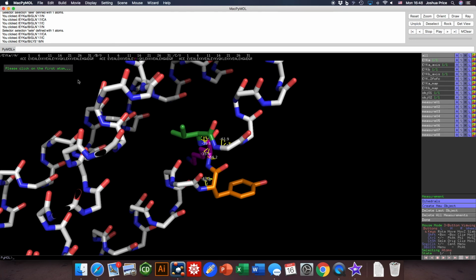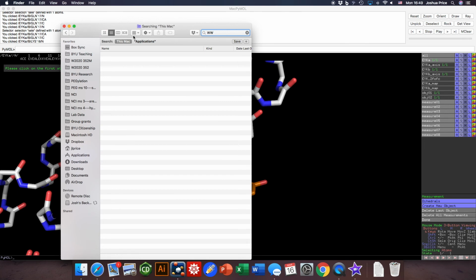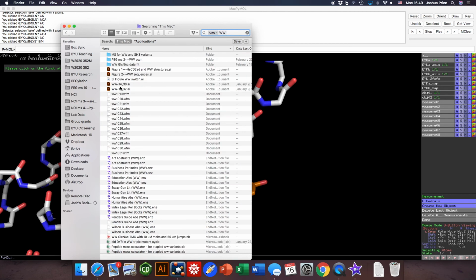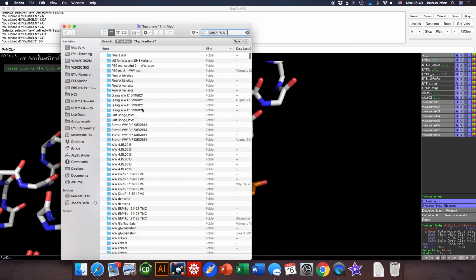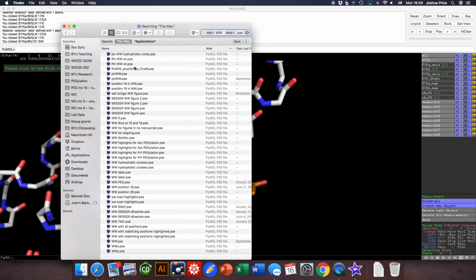All right, now we will do a similar analysis with a slightly different looking protein. It's taking a minute to search. There we go.